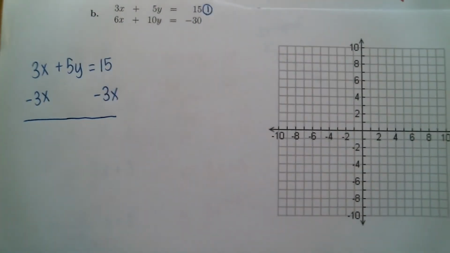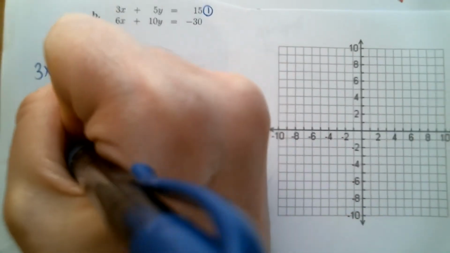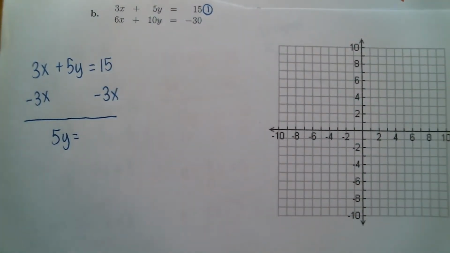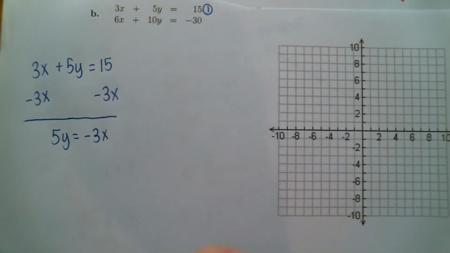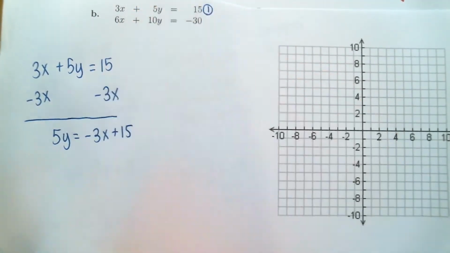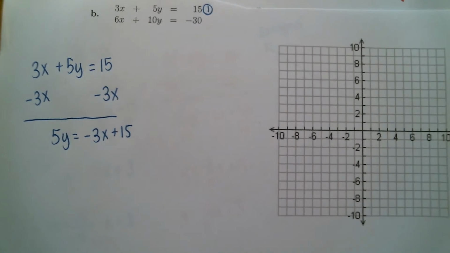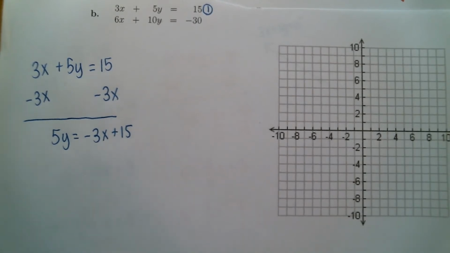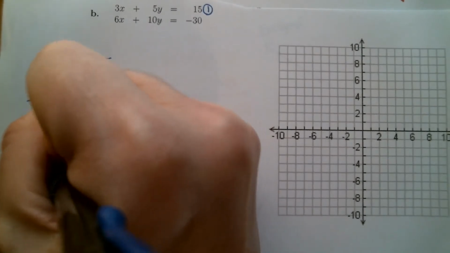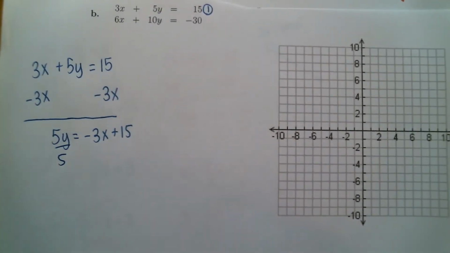So I'm going to get 5y is equal to, and remember I'm after y equals mx plus b form, so I'm going to put the x term first. So I'm going to put negative 3x, and then the 15 is positive, so I will put the plus 15. Okay, almost there. Instead of 5y, I want y, so I've got to get rid of the 5. The 5 and the y are multiplied together, so to undo that, I'm going to divide by 5. And you have to divide the right side by 5 as well.